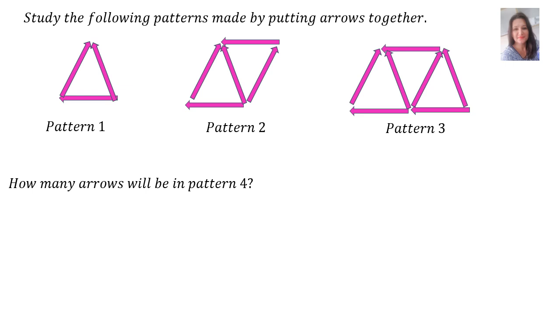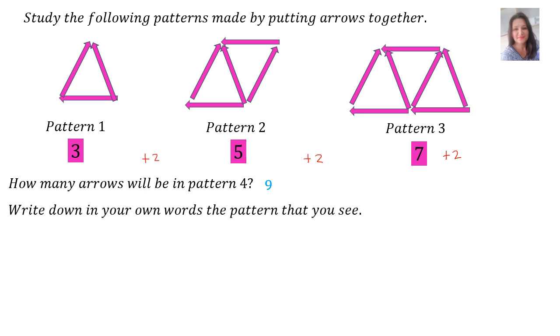Study the following patterns made by putting arrows together. In the first pattern, there's 3 arrows. In the second pattern, there's 5. In the third pattern, there's 7. How many arrows will be in pattern 4? Now, do you agree we need to find out how did we get from 3 to 5? And we added 2. And to get from 5 to 7, again, we added 2. So now for the fourth pattern, to get from 7 to the next number, we add 2. Therefore, there will be 9 arrows.